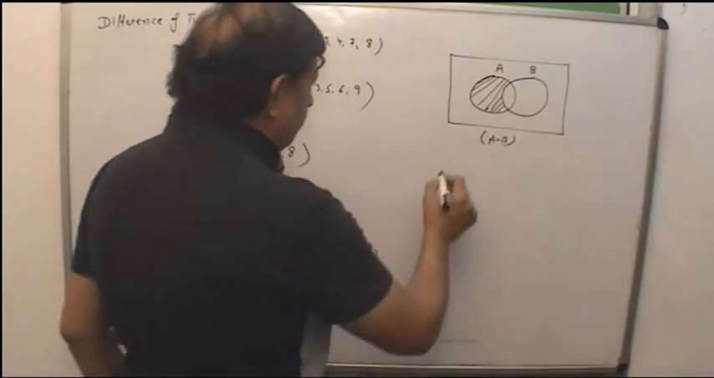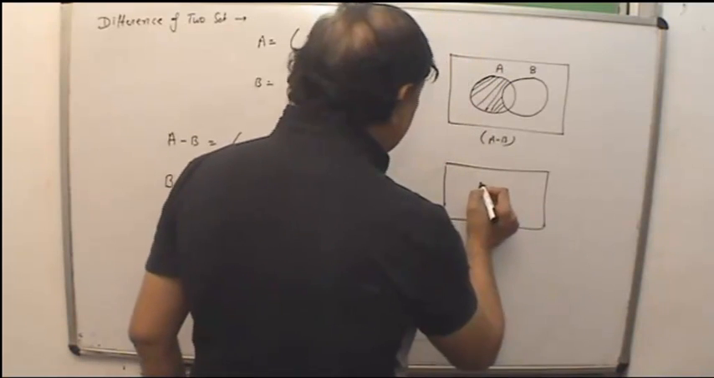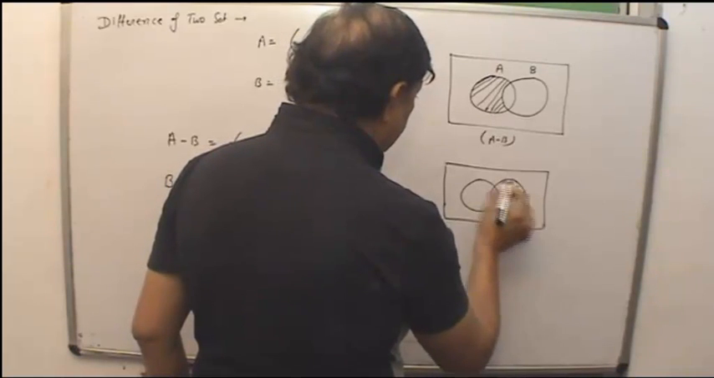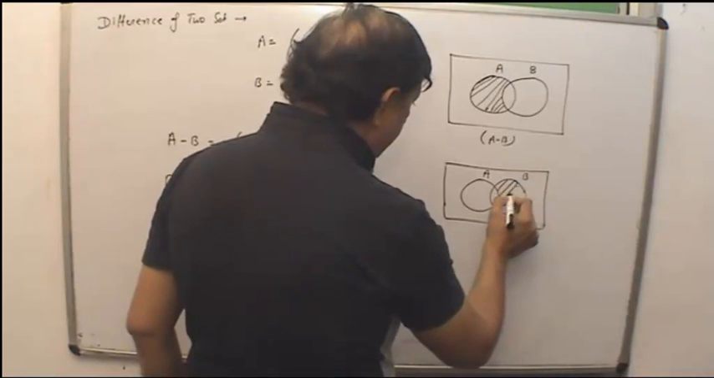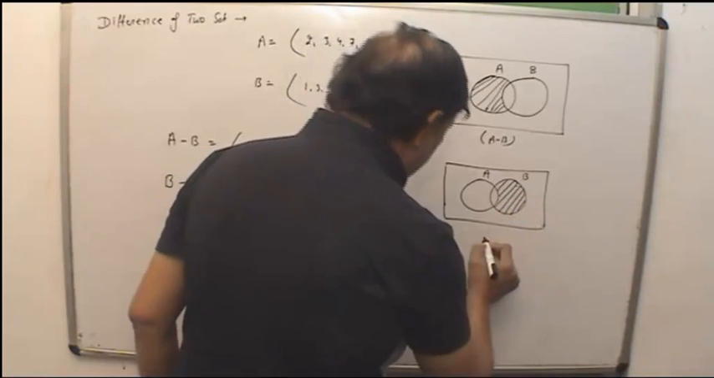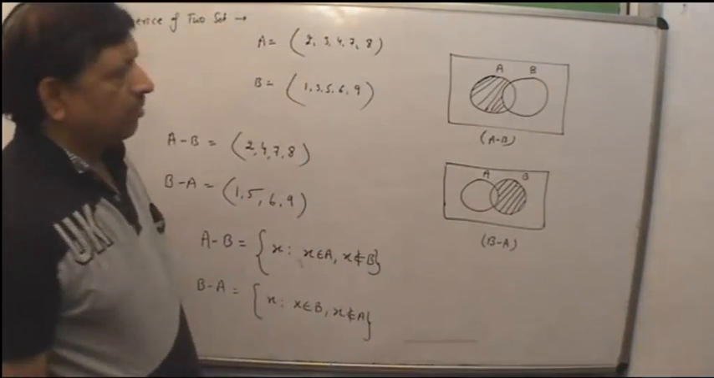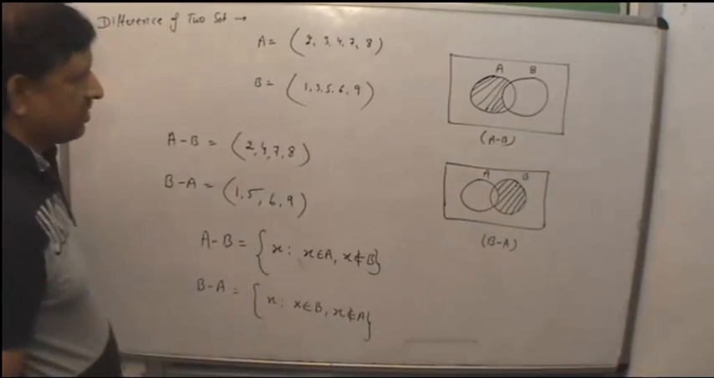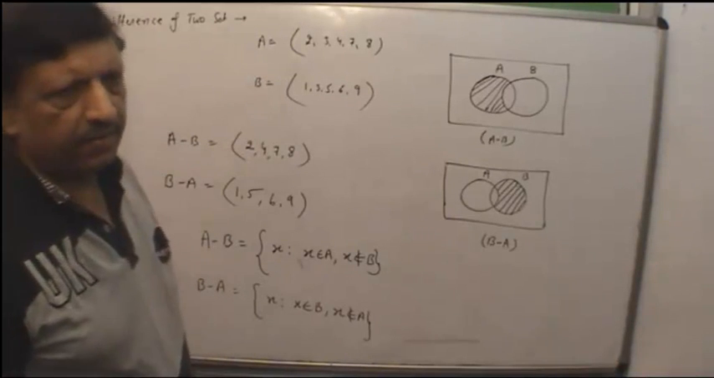If we have to find B minus A, then we write in this way. Again, two sets, A and B, then we shade B. It is B minus A. Both are different. We compile the result, this and this, for a very important concept.